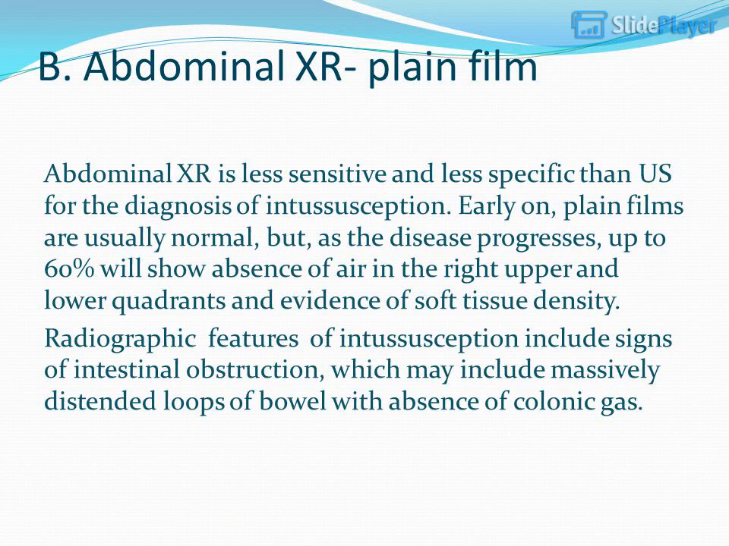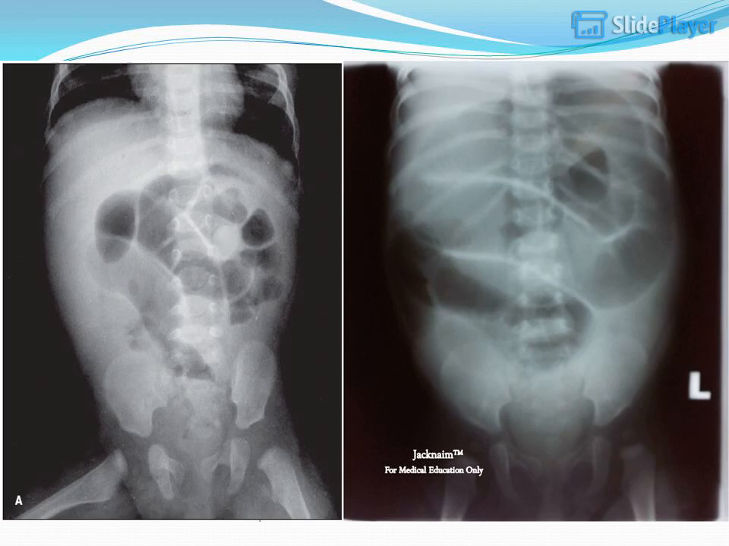The abdominal XR plain film. Abdominal XR is less sensitive and less specific than US for the diagnosis of intussusception. Early on, plain films are usually normal, but as the disease progresses, up to 60% will show absence of air in the right upper and lower quadrants and evidence of soft tissue density. Radiographic features of intussusception include signs of intestinal obstruction, which may include massively distended loops of bowel with absence of colonic gas.